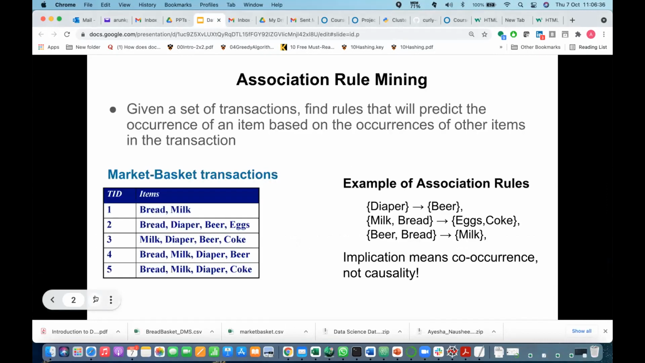So what is association rule mining? Given a set of transactions, find rules that will predict the occurrence of an item based on the occurrences of other items in the transaction. So for association rules, first we understand based on some market transactions done at a supermarket or some store.